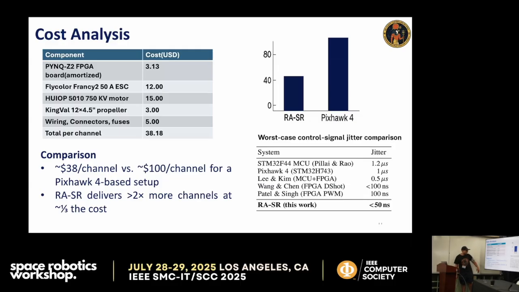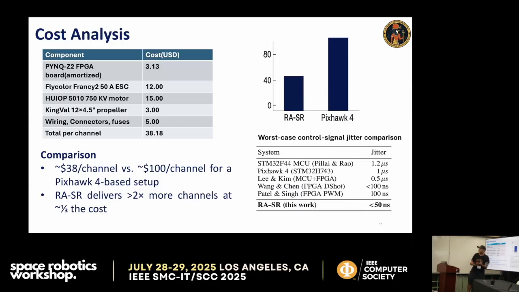Okay, so if you look into the comparison here, you will find out RAW system delivers around 2 times more channels at a third of the cost of whatever exists at the moment. Then if we look here at the worst case control signal jitter comparison, compared to the state of the art of the people who worked before, you will find out STM is the most sophisticated microcontroller used in a flight controller, right? Those two gentlemen worked together and reached 1.2 microsecond jitter, and the reason is we are using PPM and PWM. And Pixhawk, which everybody is using at the moment, is 1 microsecond.